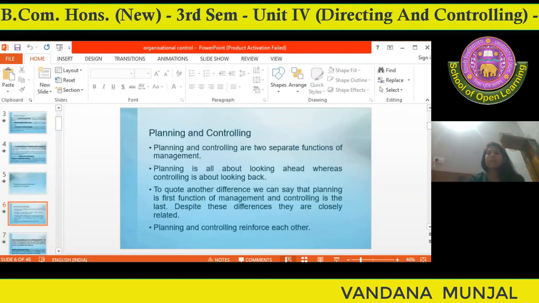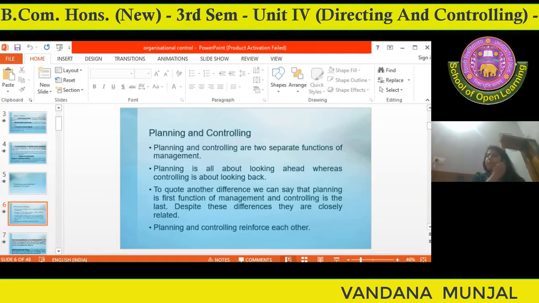दूसरा difference क्या है? Planning is the first function of management, and if we go by the cycle, then control is the last function of management. Okay, but despite these differences, despite the difference in the objective, the common purpose that they have is to achieve your goals effectively and efficiently is the main purpose of both planning and controlling.